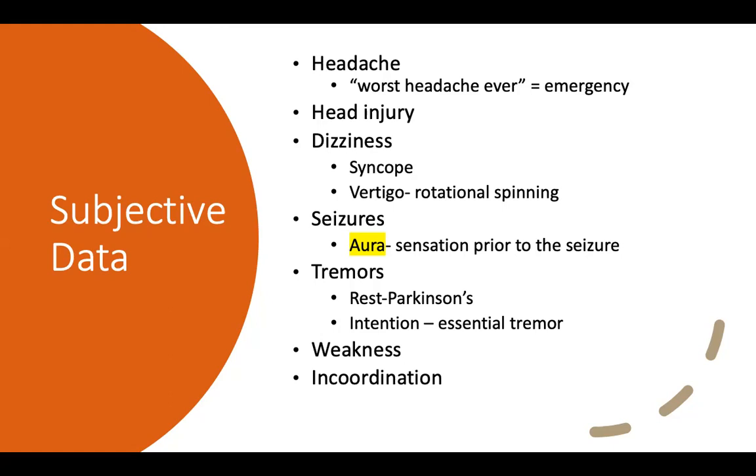All right, so let's talk about some subjective data here. Subjective data starts on page 634. You could ask about headaches. Headaches are a common complaint. We talked about migraines and what those feel like. They're unilateral throbbing that move across the head. Now, any patient that says this is the worst headache of my life, we're really concerned about bleeding in the brain or stroke. So anytime they say that, just know that's a red flag finding. That's really important.